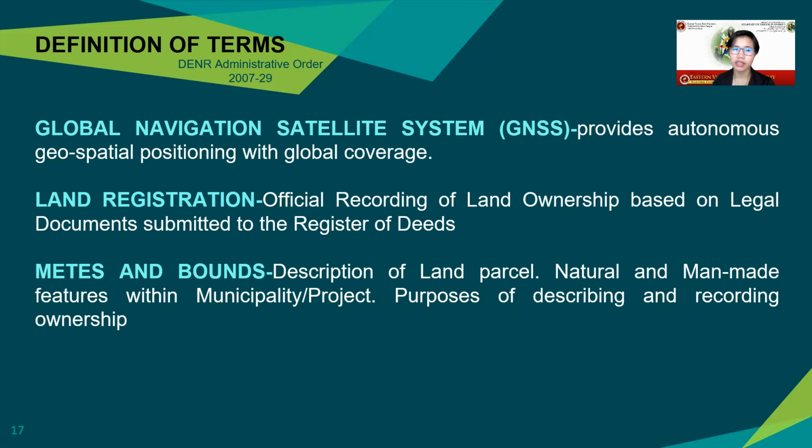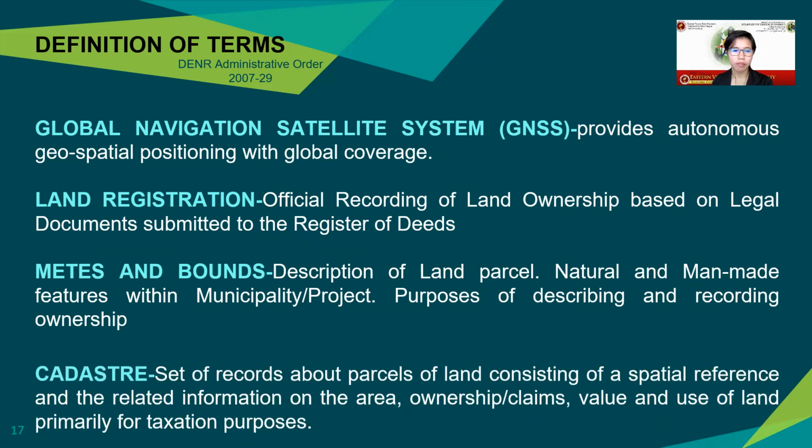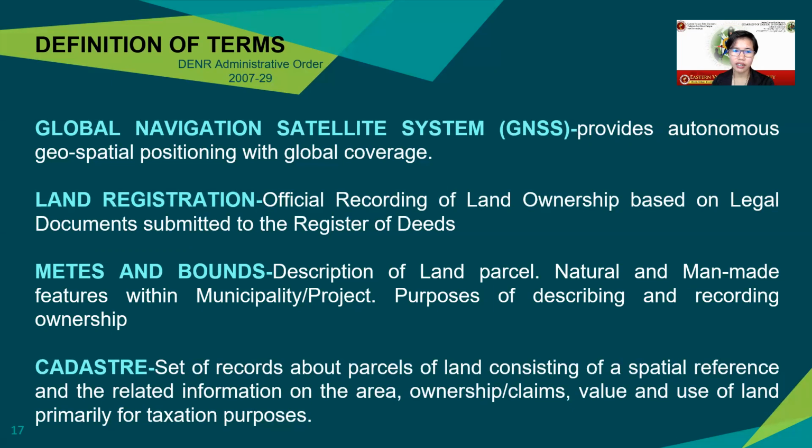Metes and bounds is the description of a land parcel, either by bearing and distance. It could be natural and man-made features within a municipality or project, for the purpose of describing and recording ownership. Cadastre refers to a set of records about the parcel of land consisting of spatial reference and related information on the area.